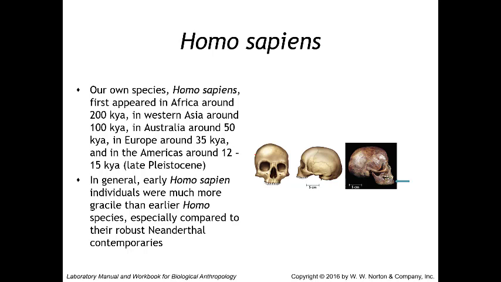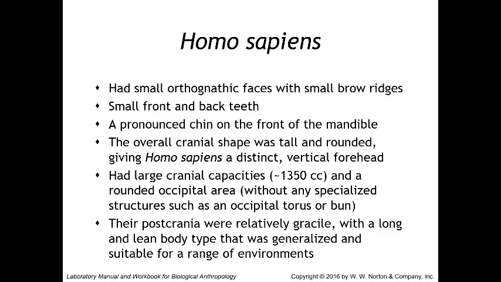In general, Homo sapiens individuals were much more gracile than our earlier Homo species, especially when you compare them to the robust Neanderthal contemporaries. However, these early humans of our species were still slightly more robust than humans today. They had small orthognathic faces with small brow ridges. They had small front and back teeth. They had a pronounced chin on the front of the mandible. The overall cranial shape was tall and rounded, which gave Homo sapiens a distinct vertical forehead. They had large cranial capacities of around 1350 cc's and a rounded occipital area without any specialized structures such as the occipital torus or the occipital bun.